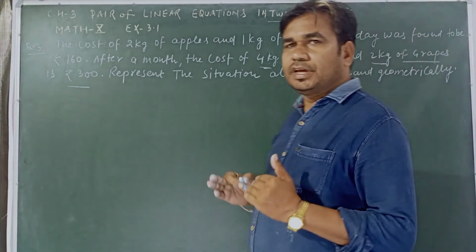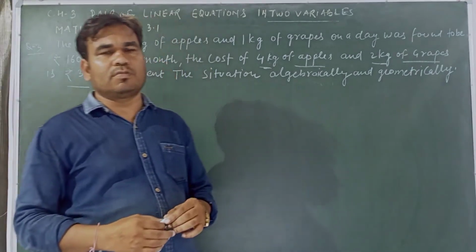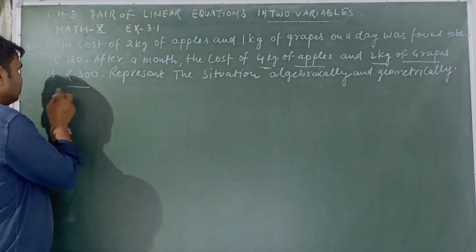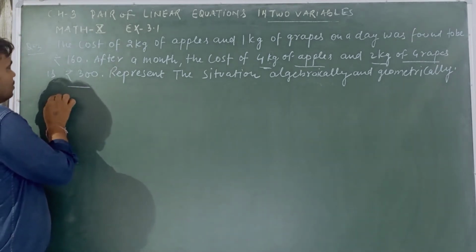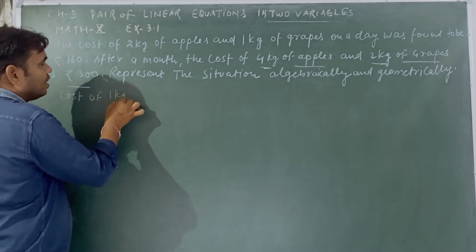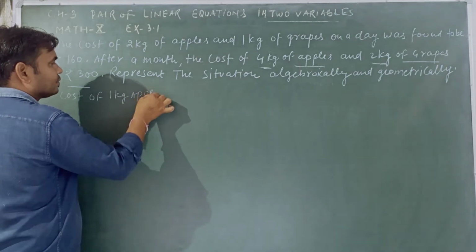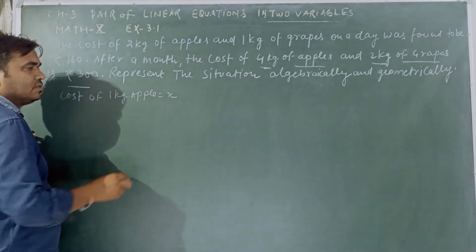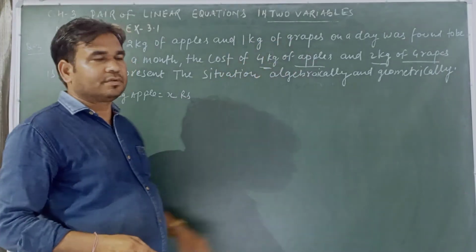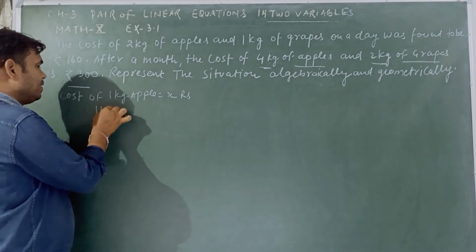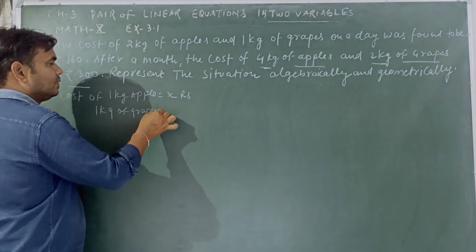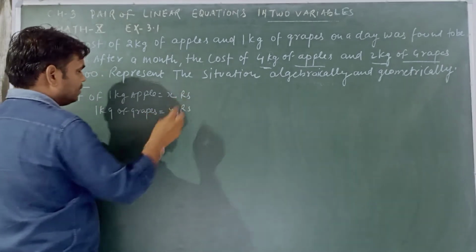So students, here we discuss problem number 1 and problem number 2. So let us see in question 3, let the cost of 1 kg of apples equal x rupees and the cost of 1 kg of grapes equal y rupees.